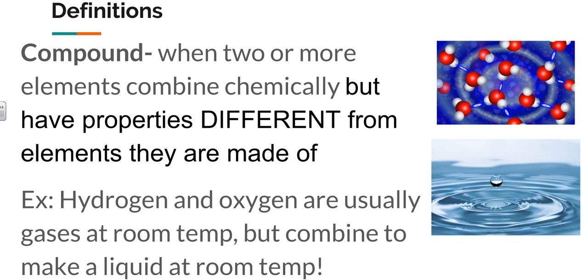Another important vocabulary term is a compound. A compound is when two or more elements combine chemically but have properties different from the elements that they're made of. For example, hydrogen and oxygen are usually gases at room temperature, but when they combine, they form a liquid because at room temperature, water is a liquid and not a vapor.